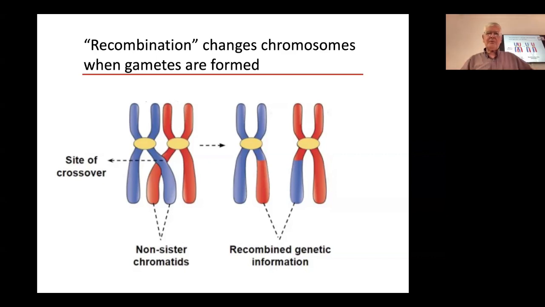But the way it happens is that it's a process that occurs when any organism is making gametes. Gametes are egg cells and sperm cells. So everybody has 2 copies of every chromosome, but in the gamete, in the egg or the sperm, there's only 1 copy. And to go from 2 copies to 1 copy involves a process called meiosis.